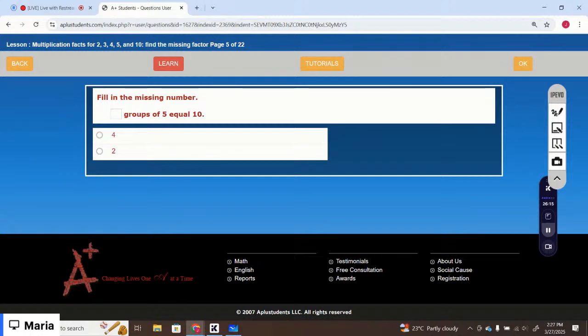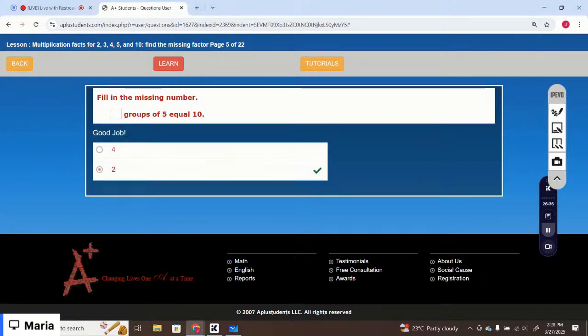How many groups of 5 equal 10? 5 times what number is 10? That is 2 times 5 is 10. Option number 2 is the correct option.